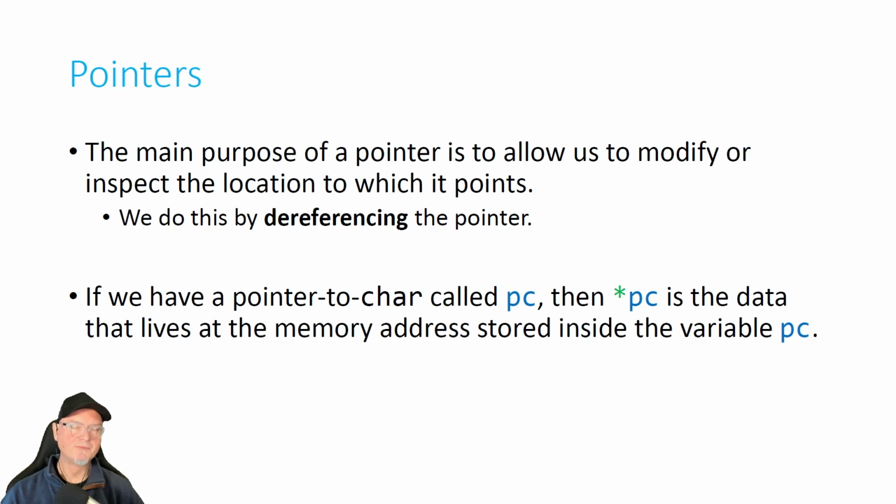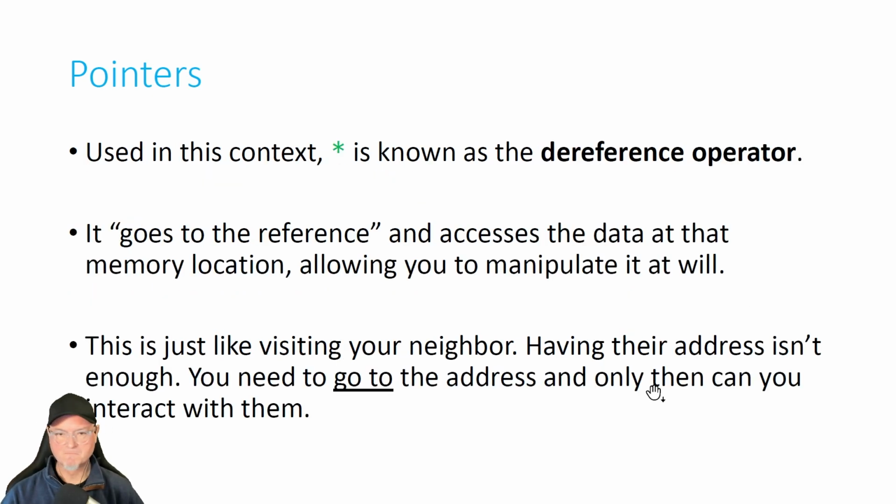All right, so the main purpose of using pointers in the first place is to allow us to modify or inspect the contents of the location to which it points. We do this with dereferencing. So maybe we have a pointer to a char, and we call this pc. Then asterisk pc is the data that lives at the memory address stored inside the variable pc.